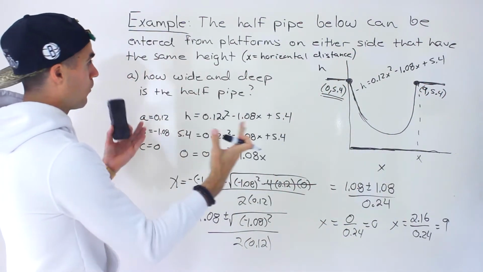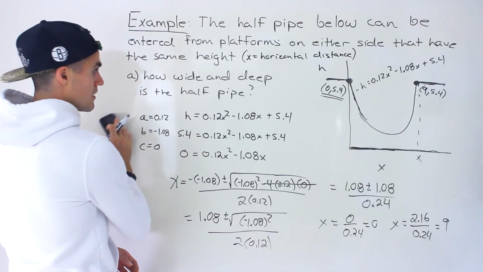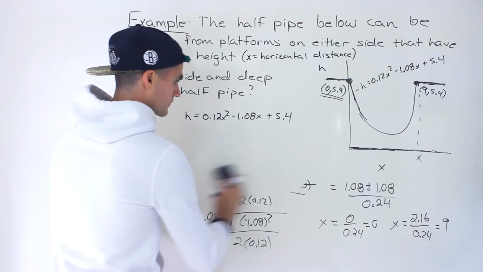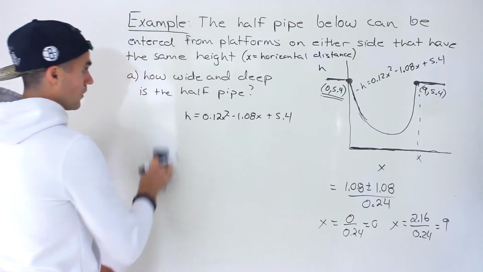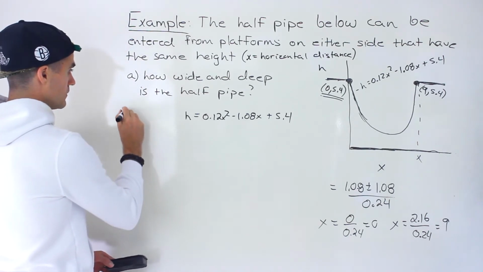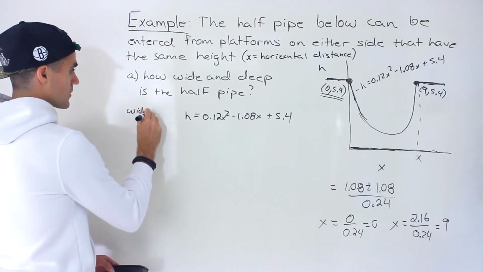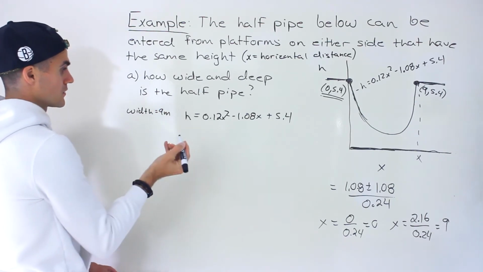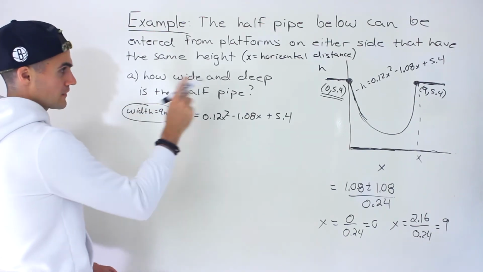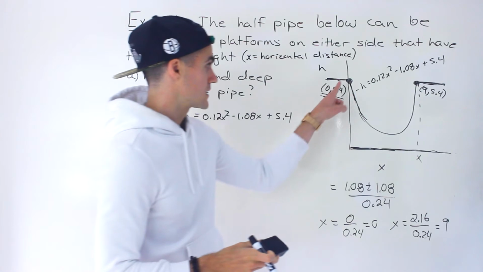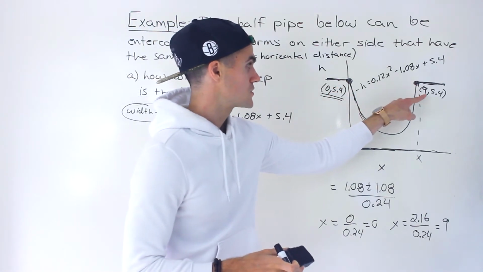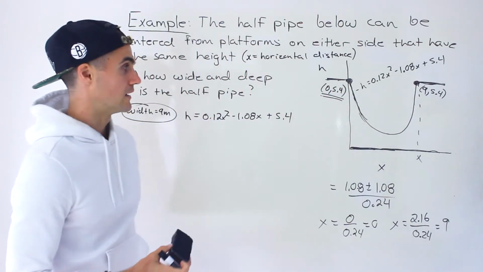And so how wide is this half pipe going to be? Well, the width of it is going to be 9 meters. Okay, we still haven't found the depth of it, but the width of it is basically going to be the distance from this point to this point, which is going to be 9 minus that 0.